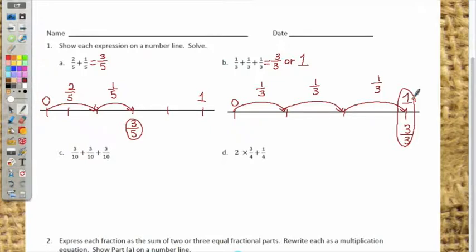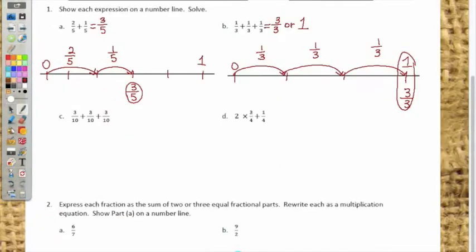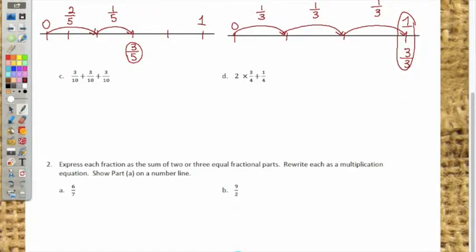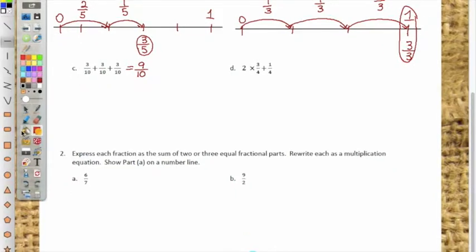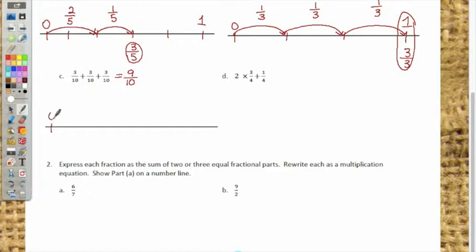Okay, you have 2 on your exit ticket that are very similar to what we did here. Both of them actually are something large and then something small, okay? All right, so let's take a look at C and D. 3/10 plus 3/10 plus 3/10. 9/10. 9/10, Jasmine. Is that more or less than 1 whole? So if it's less than 1 whole, 0 and 1 are my end marks.